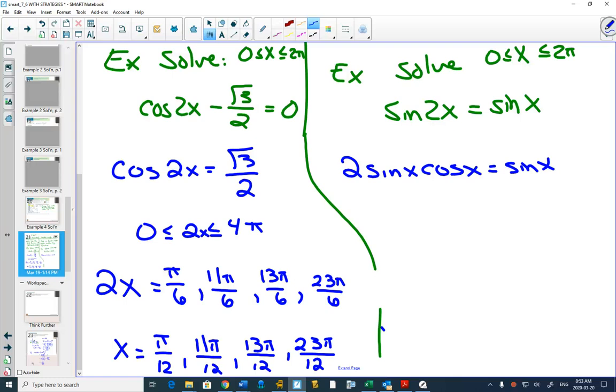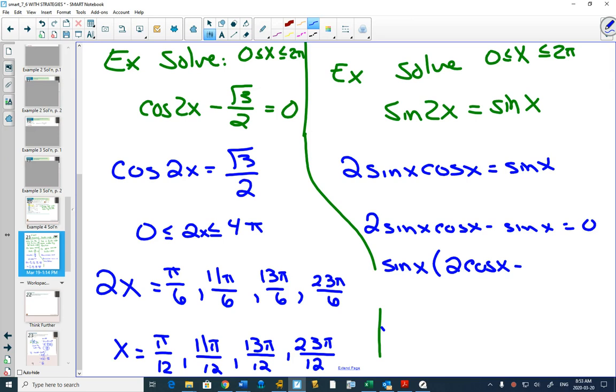Method on the right, as soon as you have 2 trig functions, now here you're going to be tempted to divide. So instead of dividing, move everything over to one side and factor out the common factor instead.